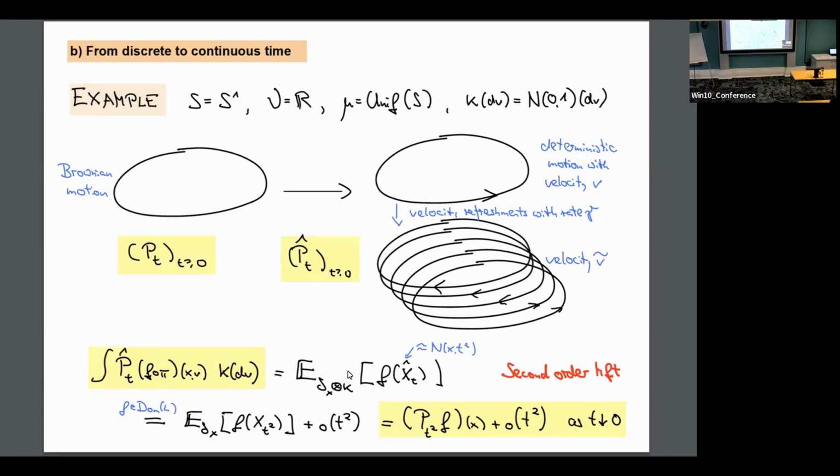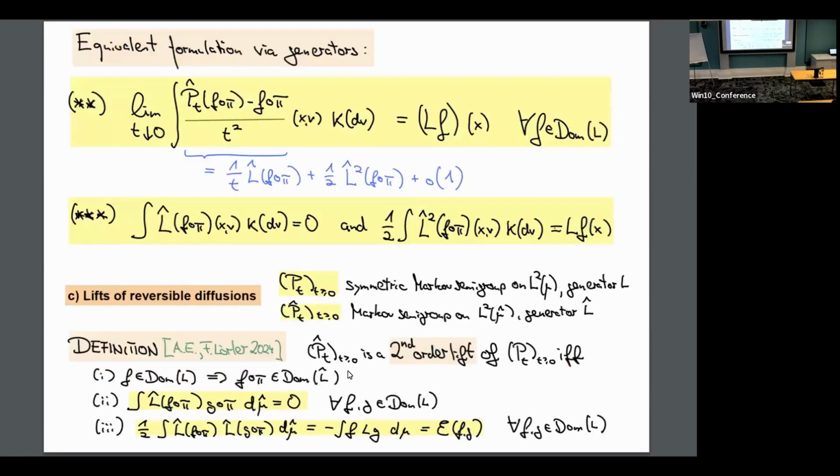So what do we get? On the right, we get the generator of Brownian motion. And on the left, we get this limit here. Now, this looks like a surprise. You may think you have done something wrong now. Because usually, of course, when I want to get a generator here, I have to divide by t and not by t squared. If I divide by t squared, it's much smaller and it will diverge, usually.